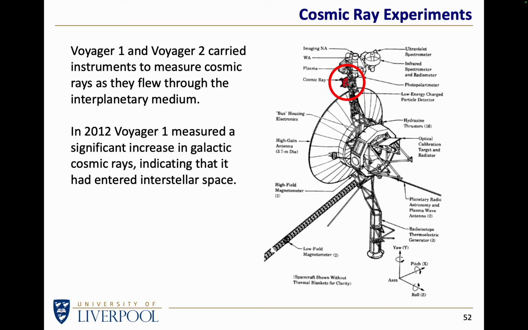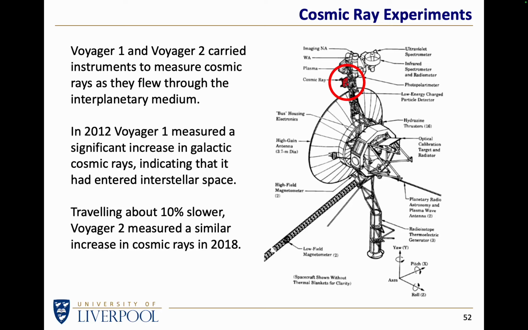Back in 2012, Voyager 1 measured a sudden change. It noticed a sudden decrease in the low energy cosmic rays and a sudden increase in the high energy cosmic rays. That was taken to be an indication that it had left the influence of the solar system and was now effectively flying in interstellar space. The same was true for Voyager 2, but that is traveling rather more slowly. Voyager 2 is traveling about 10% slower than Voyager 1, so it took a little longer to reach the point where it left the solar system.